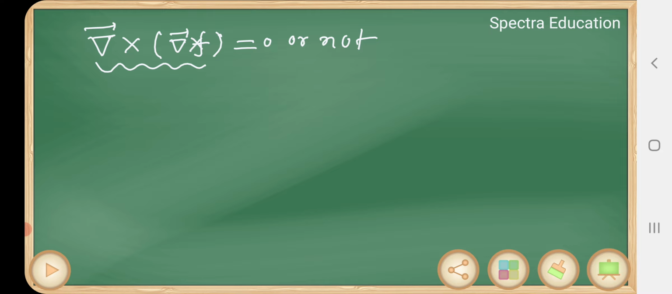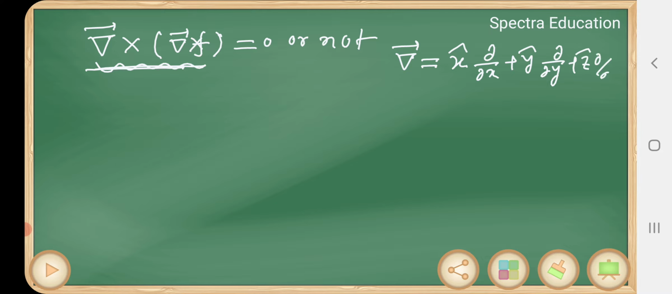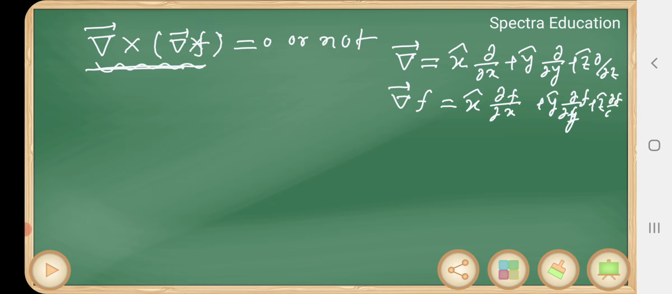It is nothing but the cross product of two vectors, we can think. And what is the nabla? If you can remember, nabla is a vector differential operator of the form x cap del del x plus y cap del del y plus z cap del del z. And what is the gradient of F? It is nothing but x cap del f del x plus y cap del f del y plus z cap del f del z, right?